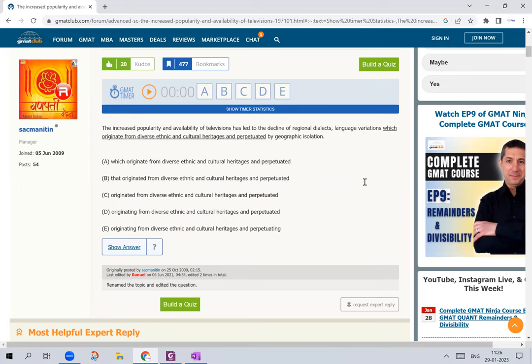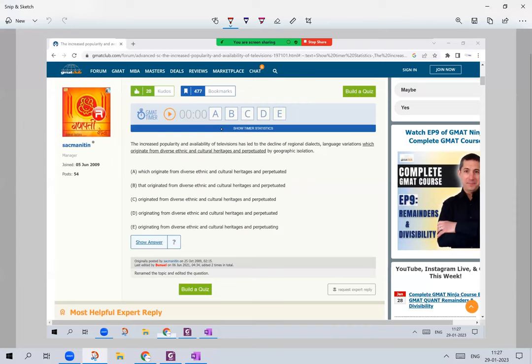It says the increased popularity and availability of television has led to the decline of regional dialects. We have read that two subjects joined by "and" are always plural, right? But there is some concept, dude. The increased popularity and availability. What is the actual focus? The actual focus is on the increase. But the point here, Arin, is do not think a lot about the non-underlined part.